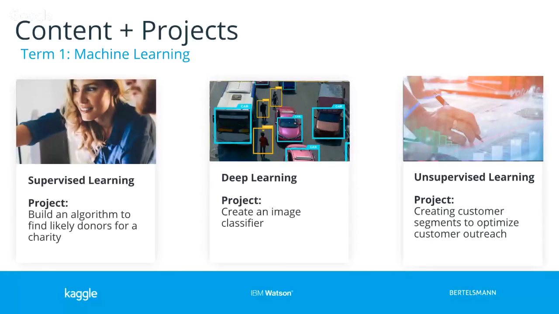the first term is comprised of 3 projects. One is on supervised machine learning, where you build an algorithm to find likely donors to a charity. And we actually set up a Kaggle competition to see who can best find those donors and figure out how charitable they will be. The second project is on image classification. And right now that project is identifying different types of flowers. And then the third project is an unsupervised learning project.